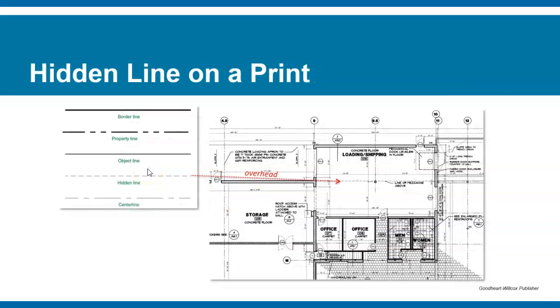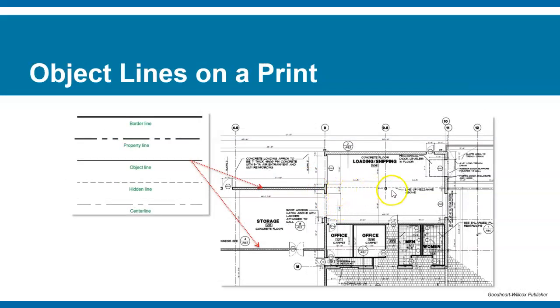Hidden lines. They're also part of the print. You can see the hidden line, same drawing that we were looking at before. Right there, there's the hidden line, right? That says the line of mezzanine above.